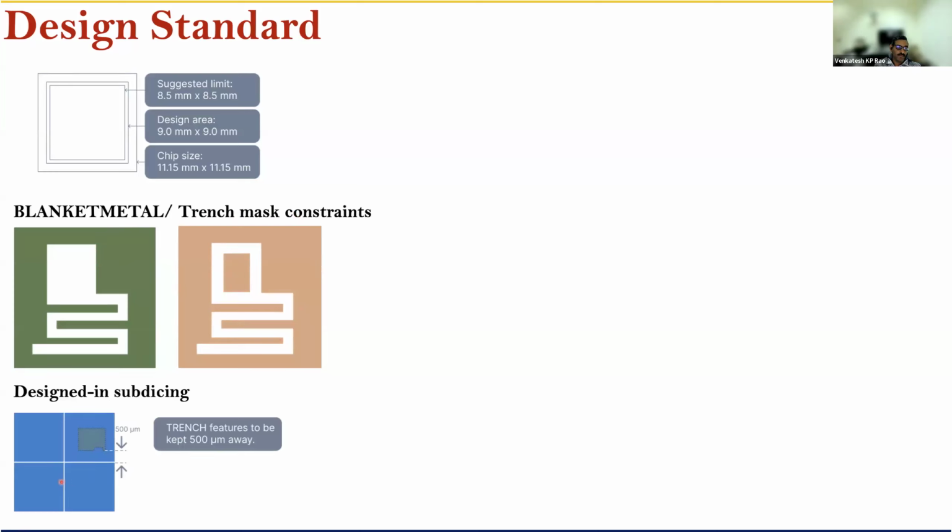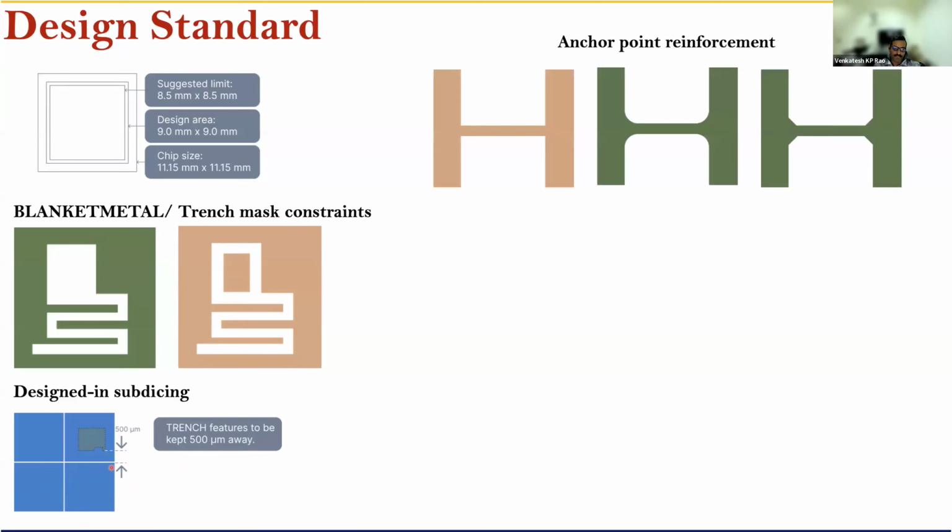either in the blanket metal or in the trench mask. And then whenever we do the SOI MEMS process or the MEMS process, we indeed go forward for subdicing. So during the subdicing, we need to ensure that from this edge to a structure, a minimum 500 micrometer gap should be maintained.